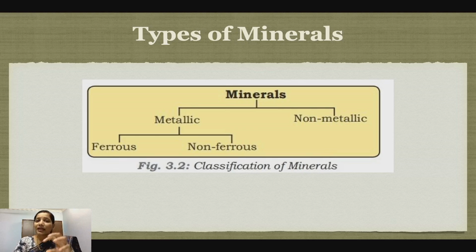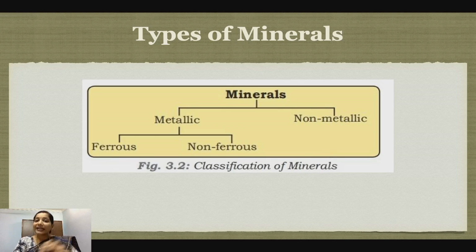Dear children, metallic minerals can be further classified as non-ferrous or ferrous. Non-ferrous metals do not have iron as their main composition, but other metals such as silver, lead, copper or gold. Dear children, ferrous metals have iron as one of their main components.